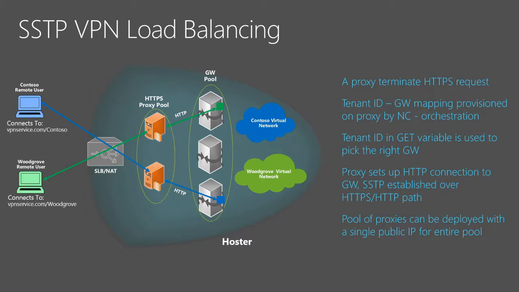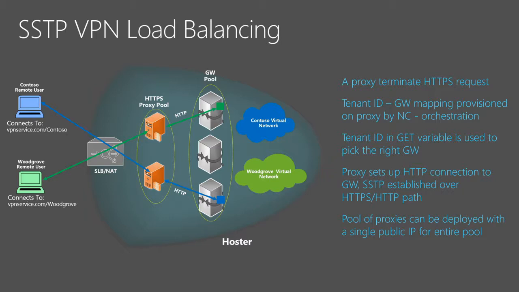The way that works is we have built an HTTPS proxy. Anytime you establish an SSTP connection, the first thing that happens is you build an HTTPS connection to build the security, and then on top of that you build the SSTP tunnel, right? So what we are doing here is that the address you are connecting to has the identity of the tenant. You have multiple tenants here, Woodgrove and Contoso. Both of them are connecting to the cloud and want to go to their respective workloads.